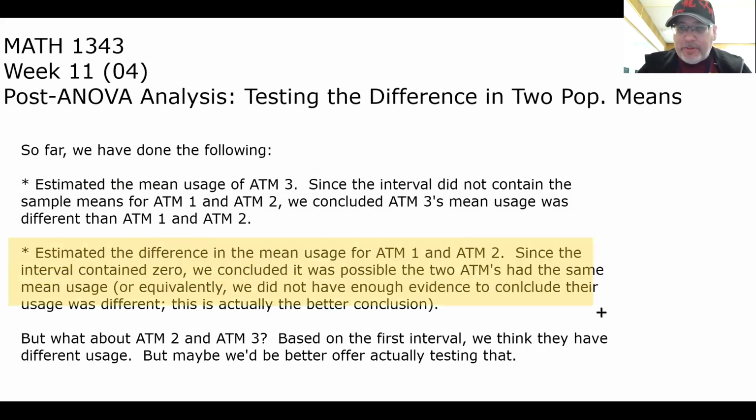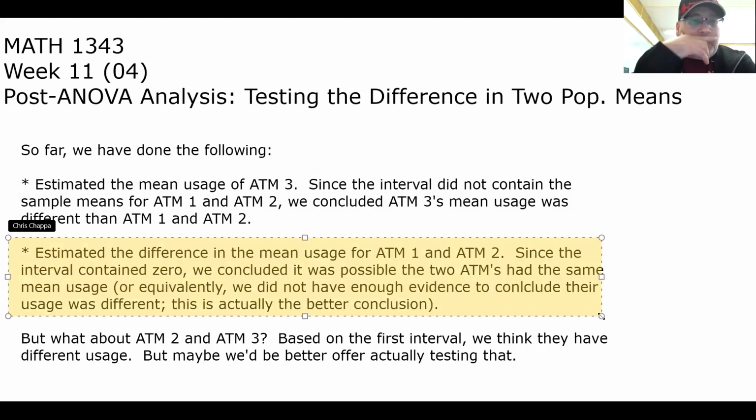Next, which we did in video 3, we estimated the difference in mean usage for ATM 1 and ATM 2. Since that interval contained 0, we concluded it was possible the two ATMs had the same mean usage. Or equivalently, we did not have enough evidence to conclude that their usage was different. And that's actually the better conclusion, that we lack the evidence to say this, therefore we're going to say the other thing instead.